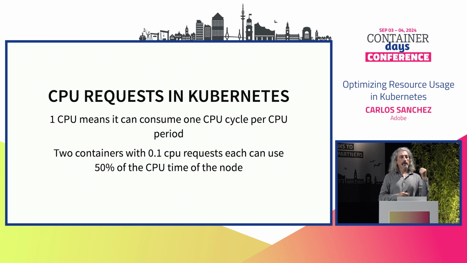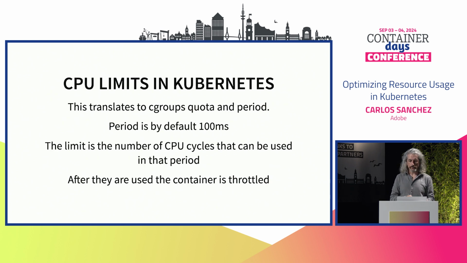it can consume one CPU cycle per CPU period. So if you only have two containers running on the same node, even if they have 0.1 CPU requests each, they can use up to 50% of the node CPU. So it's not a limit, it's not limiting anything, it's a weight after Kubernetes has done the scheduling. First, Kubernetes finds a node that has room for what you're requesting, and second, once it is running, it's a weight between processes.